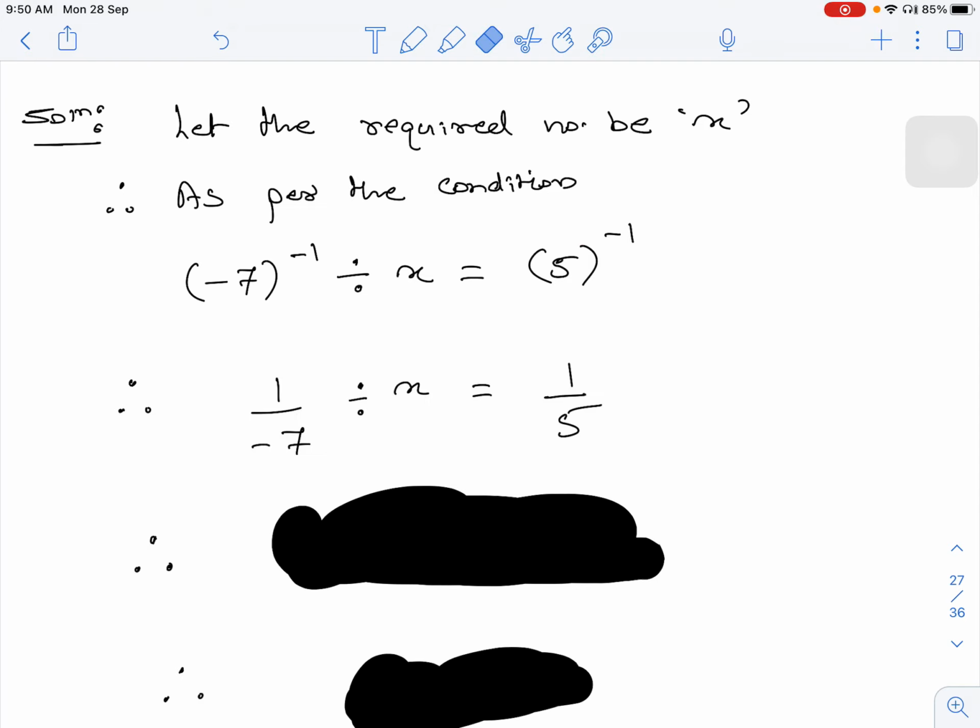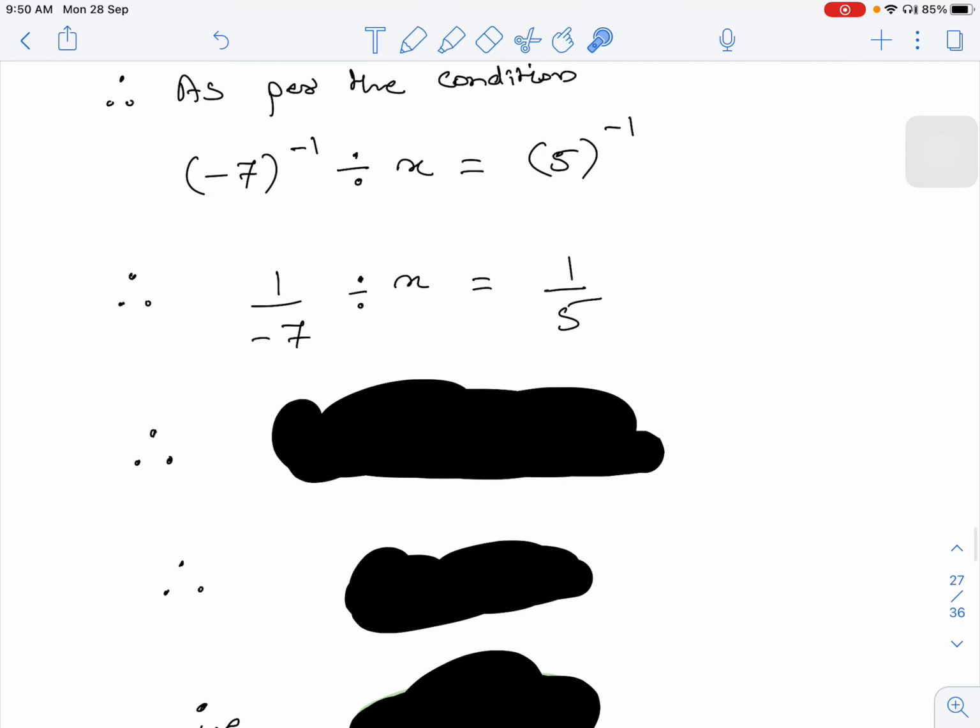So what you will get in the next step: minus 7's reciprocal is 1 upon minus 7, divided by this x as it is, and the reciprocal of 5 is 1 upon 5. Remember why we are taking the reciprocal? To make these powers positive. Now here this 1 upon minus 7 is divided by x. We cannot directly do any calculation.